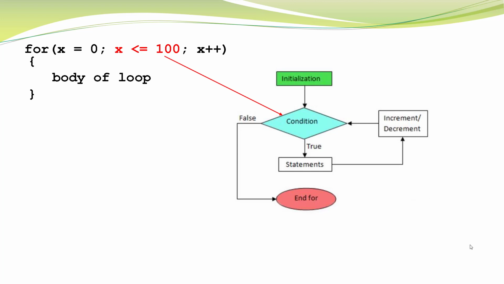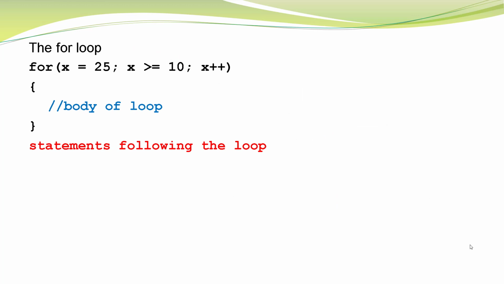So now let's take a look at a simple for loop. Okay, this one's about as simple as a for loop can get. We're initializing our loop counter to 25. Then we check for the condition, which is asking, is x at least 10 at this point? If x is 10 or bigger, the condition is met and the body of the loop executes. If the condition is not met, then the loop jumps to the statements following the loop.